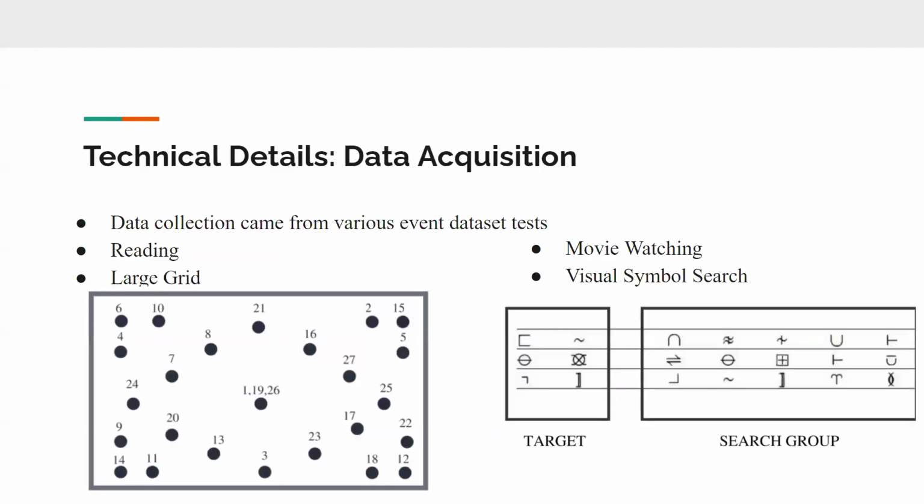So the EEG data itself came from four different types of events: reading and movie watching, which I'm sure you're all aware of, as well as large grid, which you can see in the bottom left, where participants were asked to find a number and had to search for it in the grid. Similarly, with visual symbol search, participants were given a specific symbol and needed to find it in a group of larger symbols.